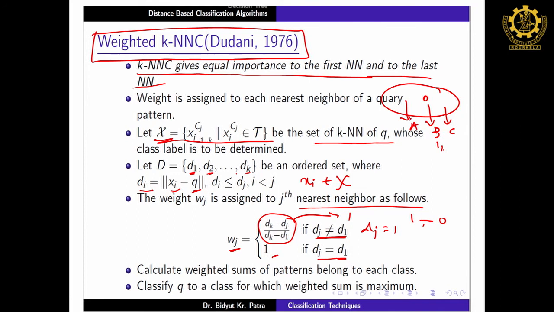So, we have 3 points here for class A. Now, we will add the weights W 1, W 2 and W 3. Under B there are again 3 points, we sum up these weights, and again we sum up for class C, and wherever we get the maximum value, that will be the class label for the unseen object. So, calculate the weighted sum of the patterns belonging to each class, and classify Q to the class whose weighted sum is maximum. That is what is called the weighted k nearest neighbor classifier.